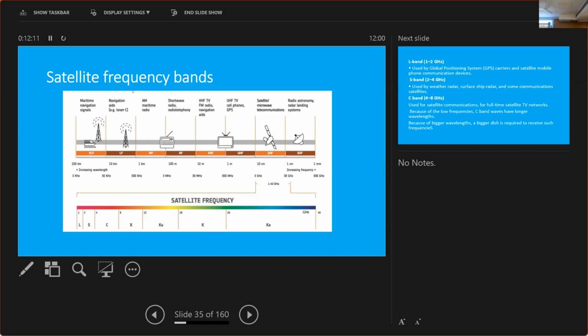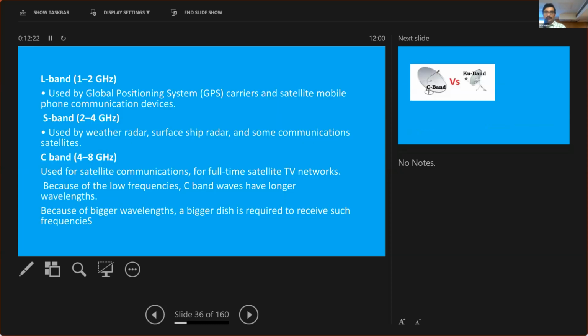C band, K band, which has higher frequency? C band or K band, which has higher frequency? K. Only that much you have to remember. Depending on the size of the antenna, it will also be different.